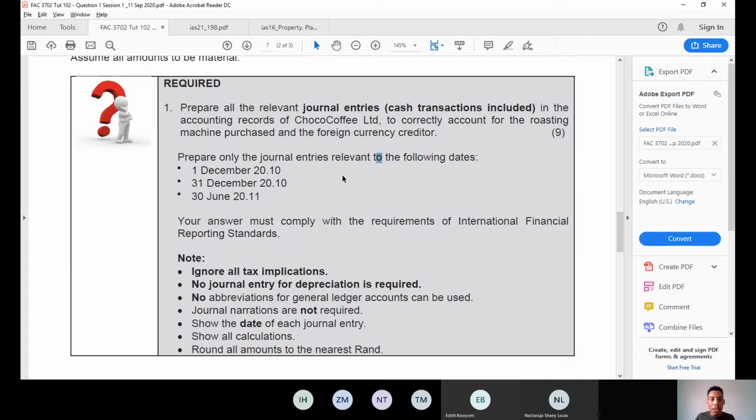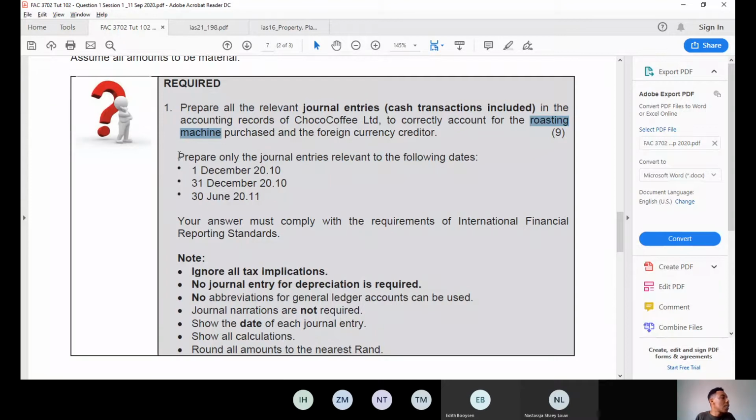If they ask you for journal entries, you should be able to have your date, your debit, your credit, and then which statement it impacts. Okay, let me just show you what I mean. Or let's first read the required. You need to prepare all the relevant journal entries, cash transactions included, in the accounting records of Coffee Limited to correctly account for the roasting machine. This question is only for the roasting machine. They did not ask you for anything else. This question only relates to the roasting machine, right?